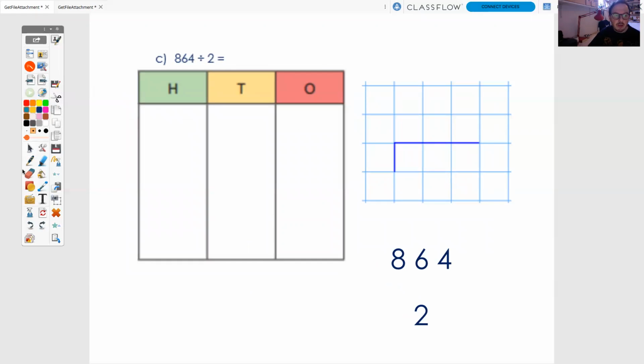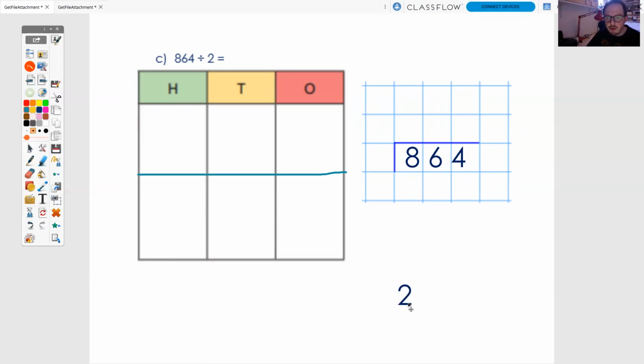864 divided by 2. You can draw a line across the box like that if you like, and then draw your counters in. 8 lots of 100, 6 lots of 10, 4 lots of 1s. And then when you're done that, we can put the big number, 864. That's the number we're dividing. That goes inside the bus stop, inside the short division frame. And then the number we're dividing it by, 2, goes on the outside.